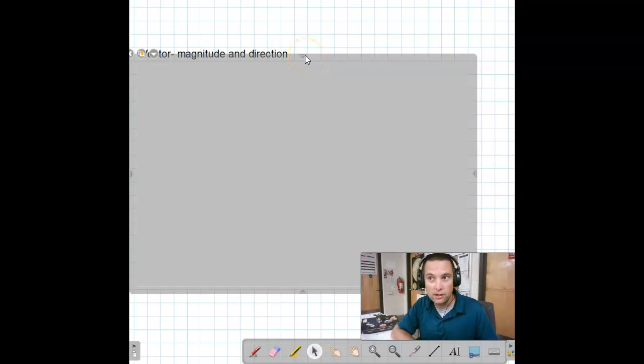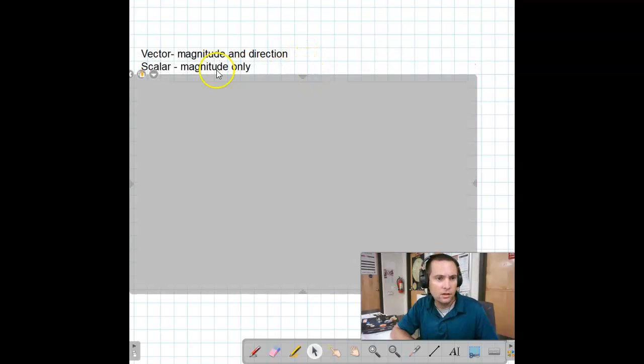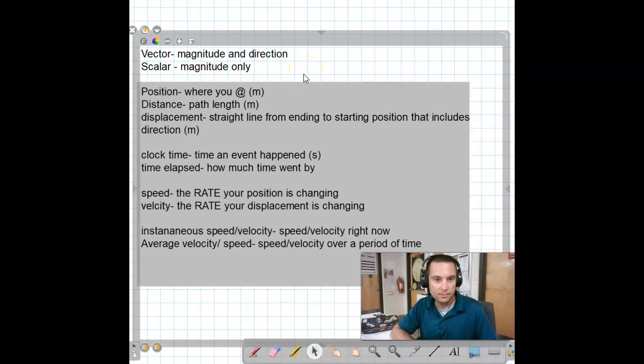has magnitude and direction. It's represented by an arrow that if it's small, then the magnitude is small. If it's big, then the magnitude is big. Magnitude and direction. Scalar: magnitude only, so it only tells me how much of something. Magnitude is just a fancy word for how big or how much of any given quantity. There's no equation for that.